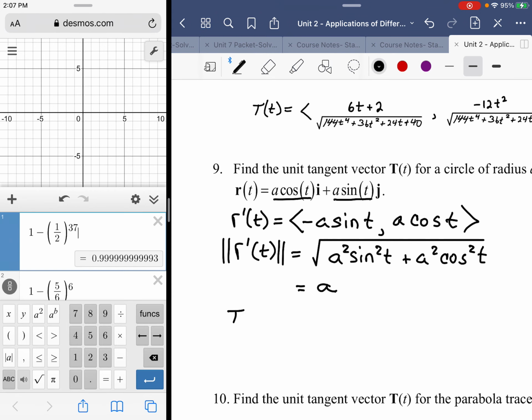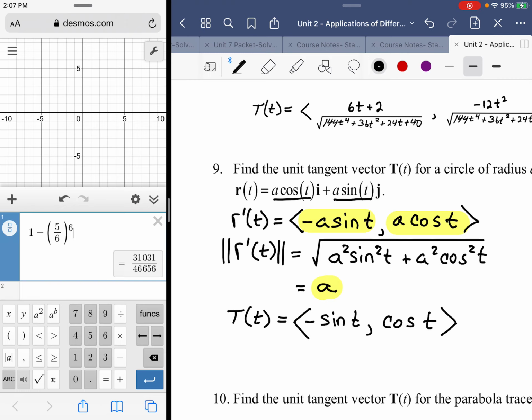So if I want the unit tangent vector, T of t, I'm just taking each entry of my derivative and dividing it by its magnitude. So negative sine of t, comma cosine of t.